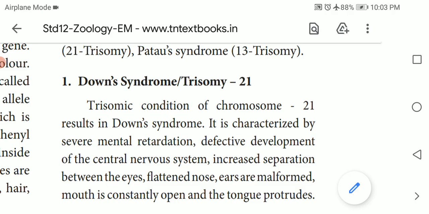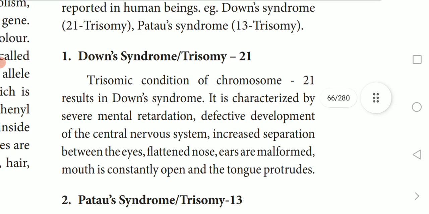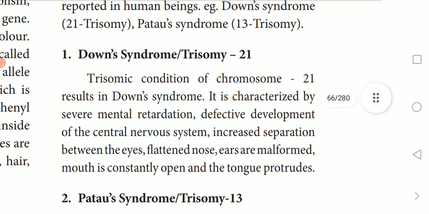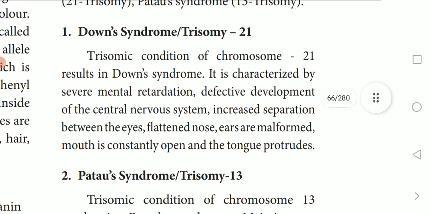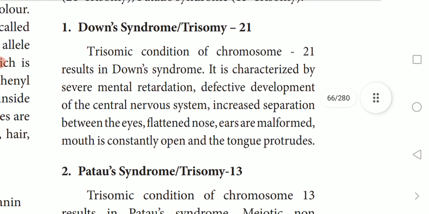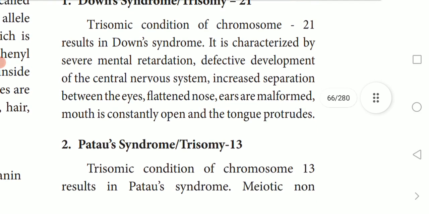It is characterized by mental retardation, defective development of the central nervous system, increased separation between the eyes, a flattened nose, malformed ears, and a mouth that is constantly open with a protruding tongue. So these are the features of Down syndrome, which is also called trisomy 21.